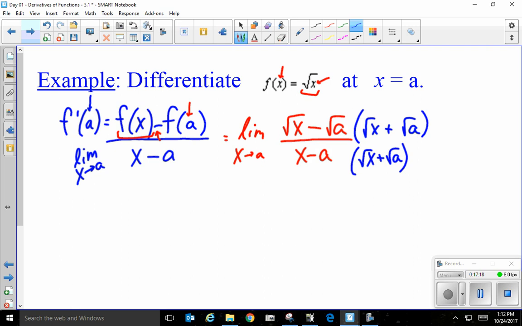Oh, next slide, Nick, let's see. Equals the limit as x approaches a. Okay, I'm going to FOIL this. X, radical x times radical x.